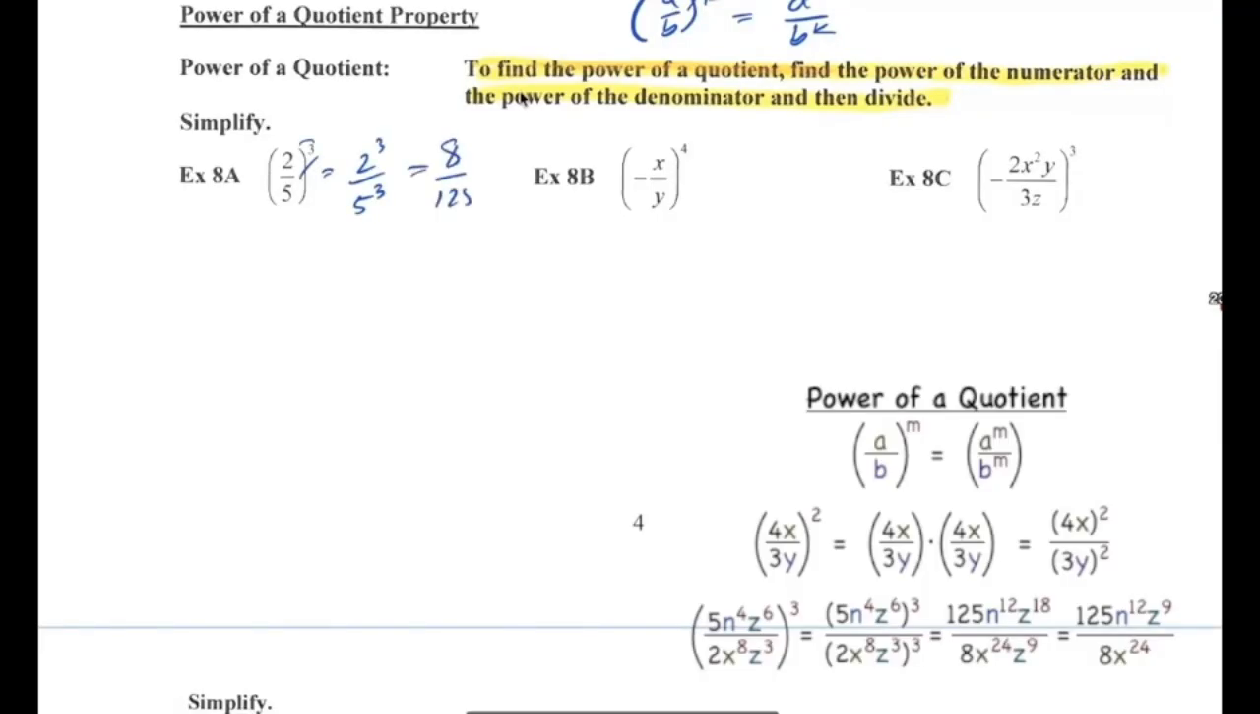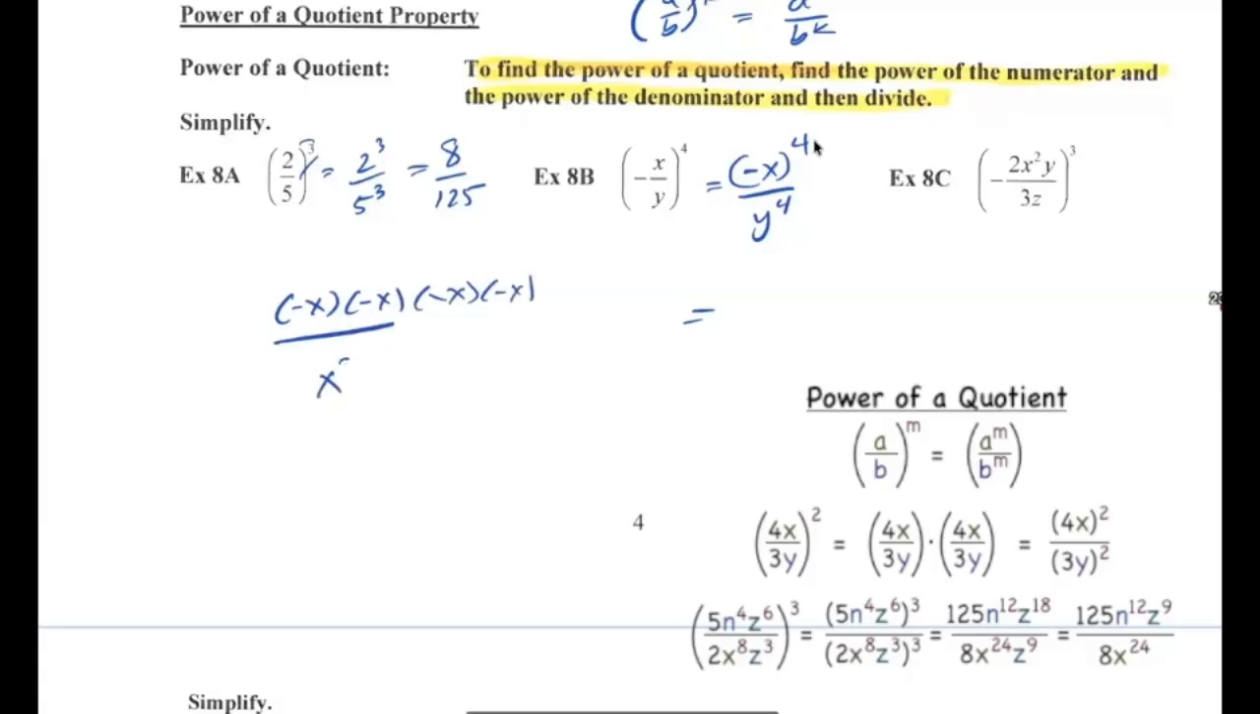5 to the third is 125. Over here, that negative goes to either one. Goes to the top, goes to the bottom, doesn't matter. Most people put it on top. Negative x to the fourth over y to the fourth. Anytime you have an even power, it makes it positive because you're basically doing negative x times negative x times negative x times negative x.